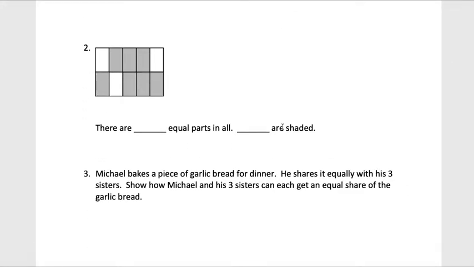Number 2 shows us a larger rectangle. There are a lot of pieces. And now I'm going to ask you, how many equal parts are there in all? You must count all of the boxes. But then how many are shaded? I want to challenge you guys to write down that fraction. If we know the total amount of pieces, and we know what part is shaded, what would our fraction be of the shaded parts? Write that down beside number 2.